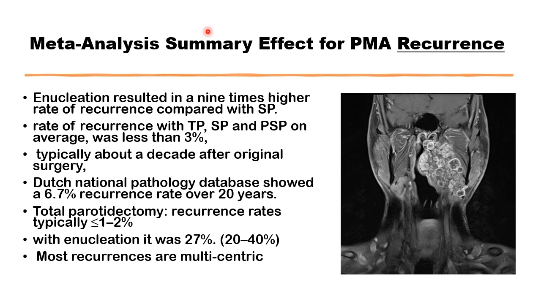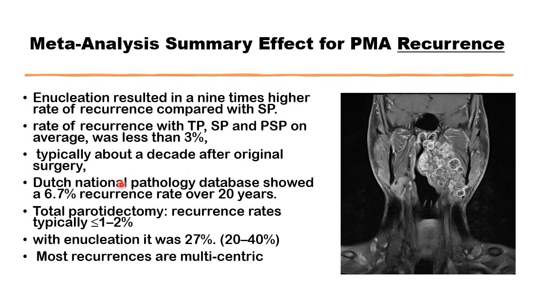Pooling of several studies to estimate the rate of recurrences for the different approaches by meta-analysis showed that simple enucleation would result in a 9 times higher rate of recurrences compared, for example, with superficial parotidectomy. The rate of recurrences for the total parotidectomy, superficial and deep lobes, or superficial parotidectomy, or a partial superficial parotidectomy, on average would be around less than 3%, typically about a decade after the original surgery.